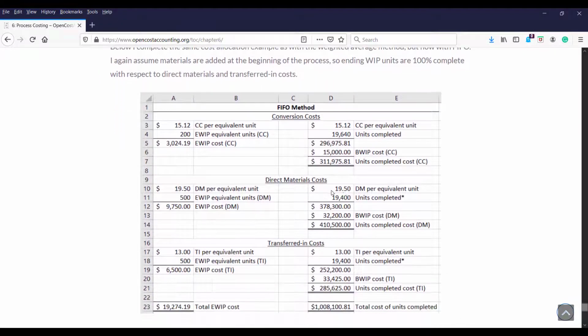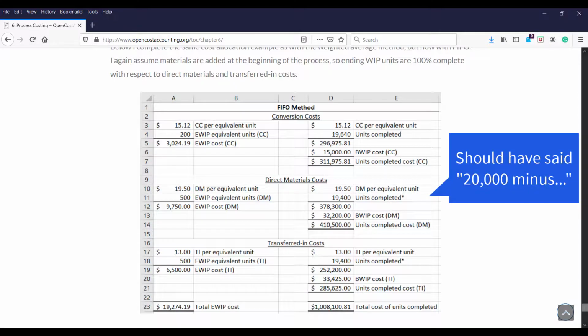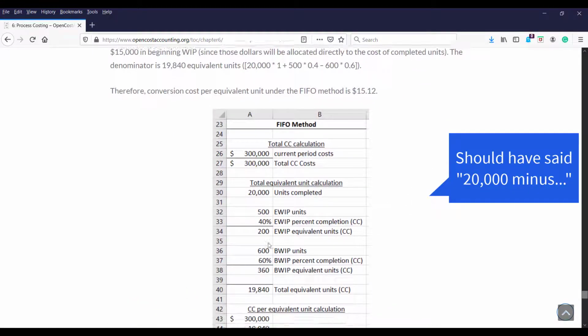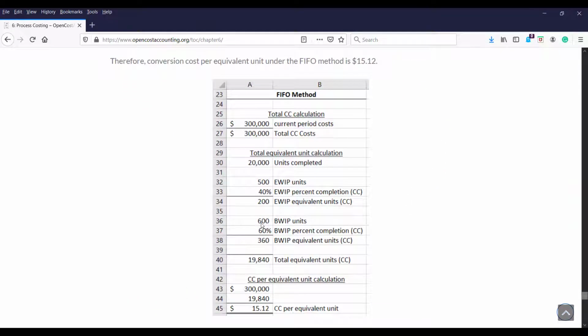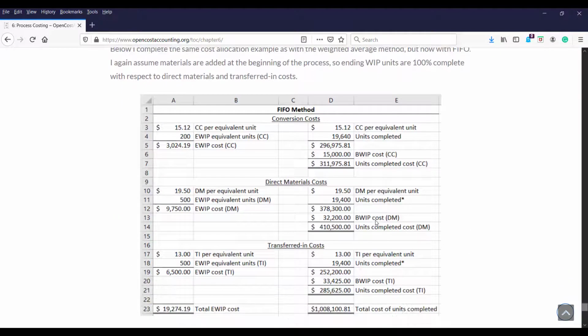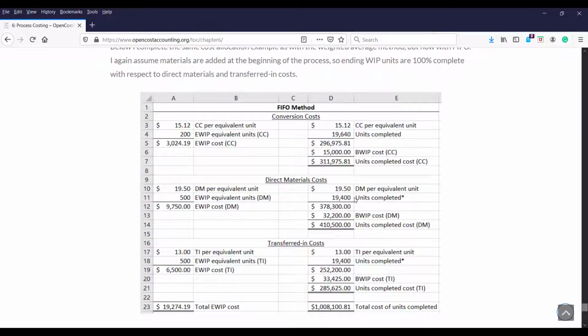We do that again here with direct materials. We have our direct materials rate. We have our units completed, which is 19,000 minus 600, because in this example, we're saying that direct materials are 100% complete for the beginning WIP units. So they're 600 times 100% equals 600 equivalent units. So 20,000 minus 600 equals 19,400. So this period's rate, this period's work. We did no work with respect to direct materials on those 600 beginning WIP units.